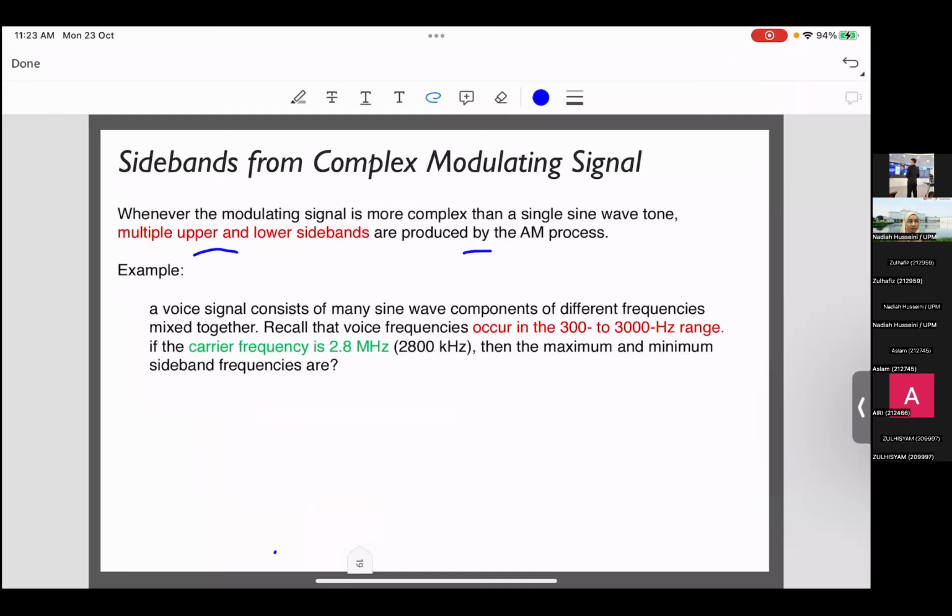What does this mean? This sentence is telling us if our modulating signal is not just a sine, but a combination of sines, so you have many waveforms inside the modulating signal, you would get more than the USB and LSB. You will get a lot of sidebands, not just like the pair that we saw earlier, right? So for example, a voice signal consists of many sine wave components of different frequencies mixed together. So here, this is the indicator that this is a complicated or a complex modulating signal.